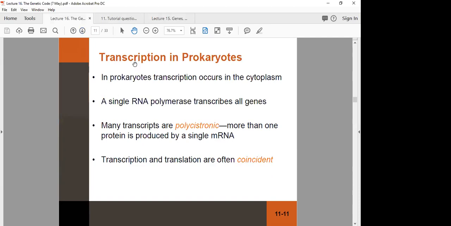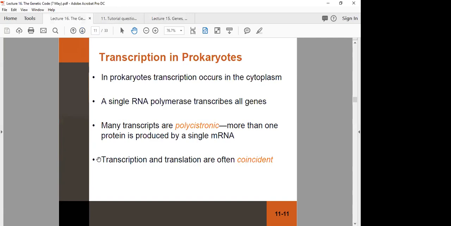All right, very briefly, let's look at transcription in prokaryotes, such as bacteria. In prokaryotes, transcription occurs in the cytoplasm, not in the nucleus, because they don't have a nucleus. A single RNA polymerase will transcribe all types of genes. Many of the transcripts, that is the RNA molecules that are synthesized, are said to be polycistronic. That is, one RNA molecule actually holds the code for more than one protein.